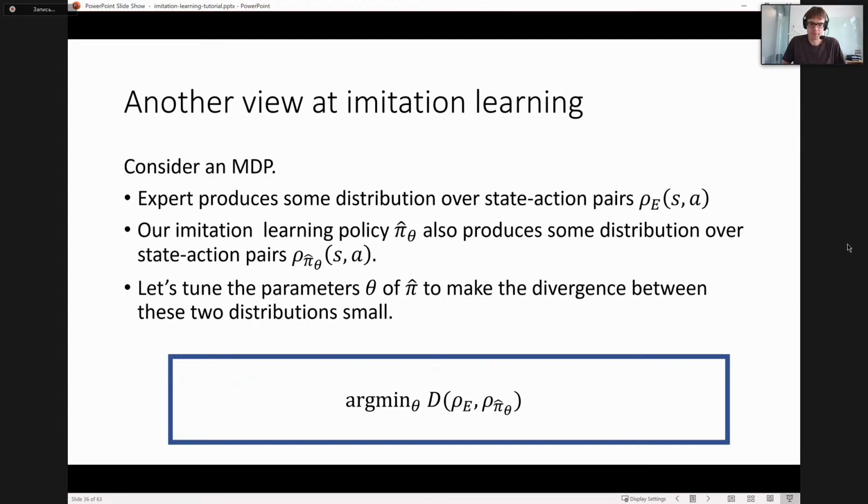And the idea of adversarial imitation learning is very simple, but very powerful, which is going to change the parameters of a policy to make the divergence between these two distributions small. So I'm solving an optimization problem. I'm minimizing over the parameters of my imitation learning policy so as to make the divergence between the expert distribution of state action pairs and the RL distribution of state action pairs small.